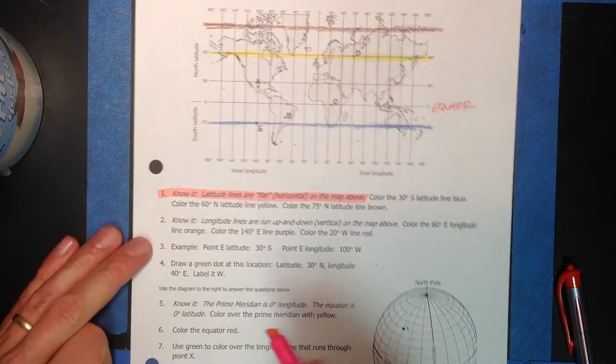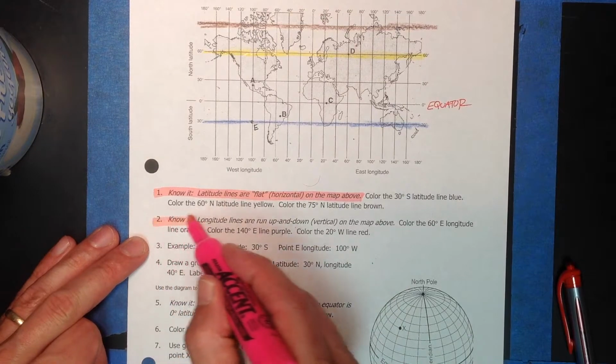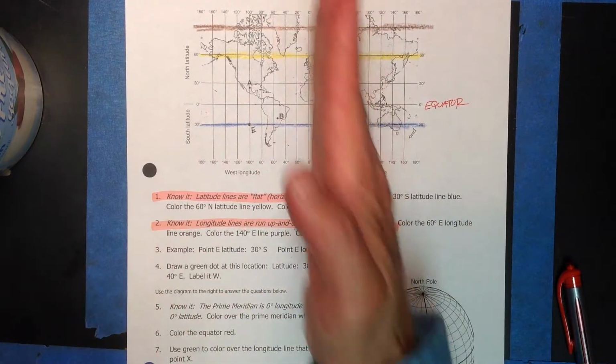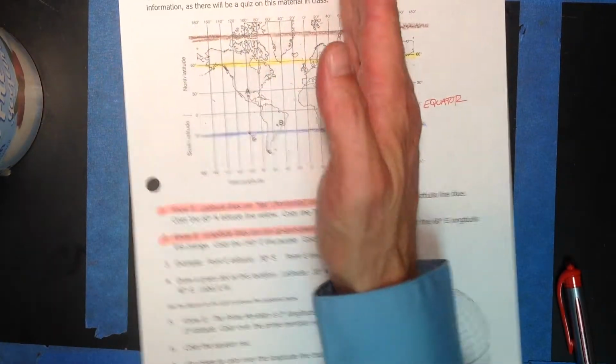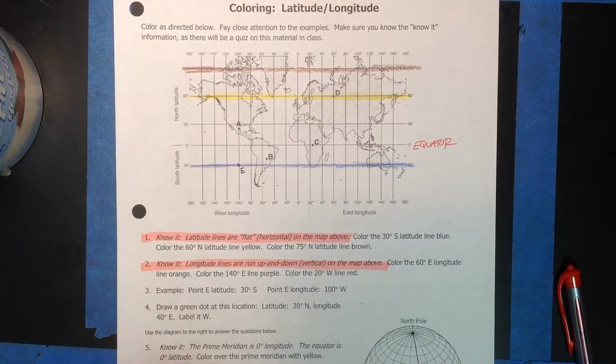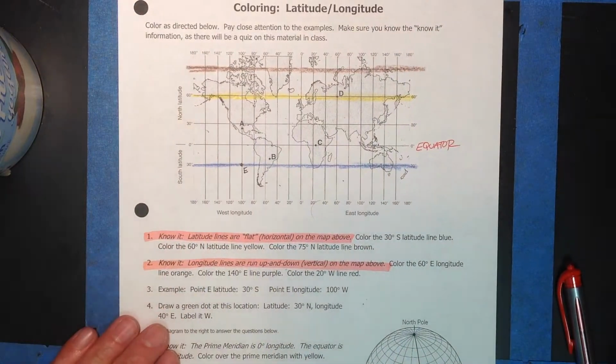Number 2, know it. Longitude lines run up and down on the map, or vertical. So, longitude lines are these. Knowing the difference between them is key. Make sure you know it. Come up with a way to know it. Again, lat, flat really helps people.